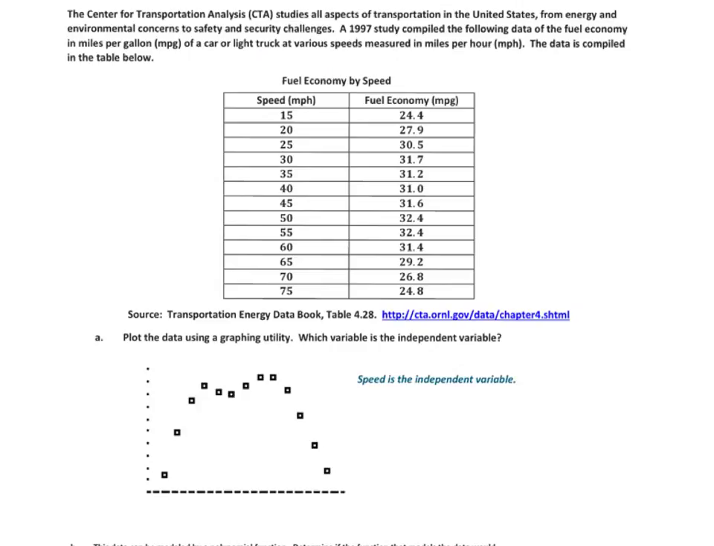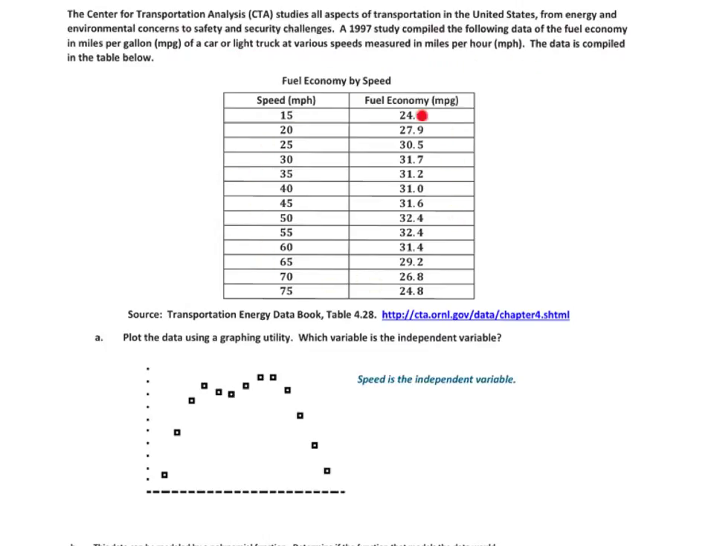Okay, this one's going to be a little overwhelming on the surface, but it's going to be easy, I promise. I don't mean to diminish the question at all, but that is just a lot of blah, blah, blah up here. The Center for Transportation Analysis, the CTA, studies all aspects of transportation in the United States, from energy and environmental concerns to safety and security challenges. I bet they make good money. A 1997 study compiled the following data of the fuel economy in miles per gallon of a car or light truck at various speeds measured in miles per hour. The data is compiled in this table below.